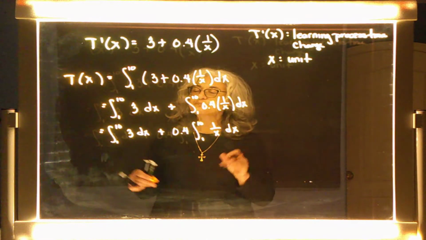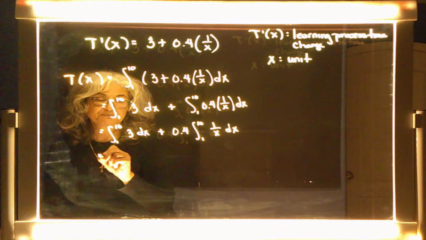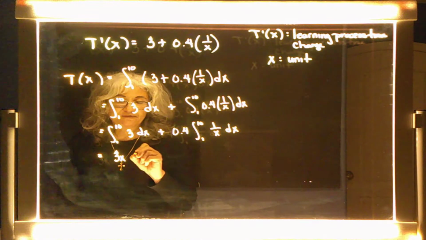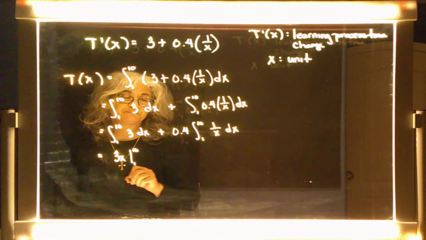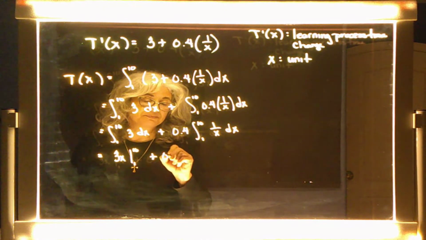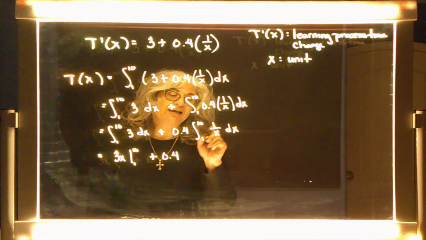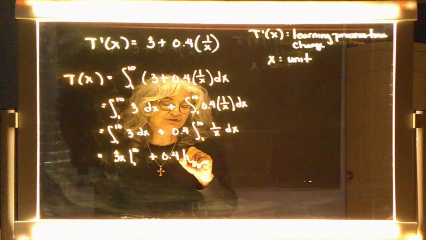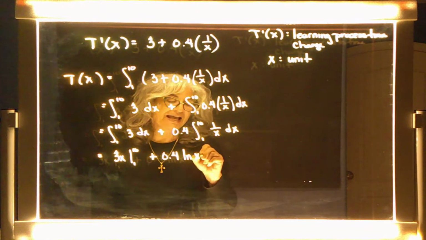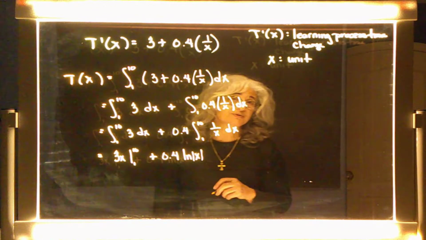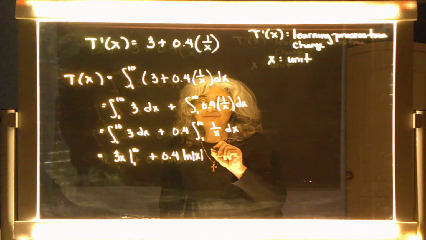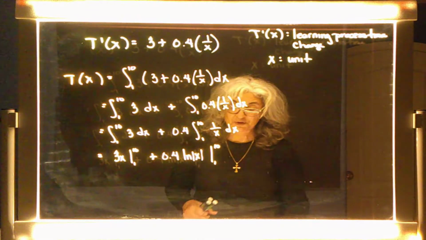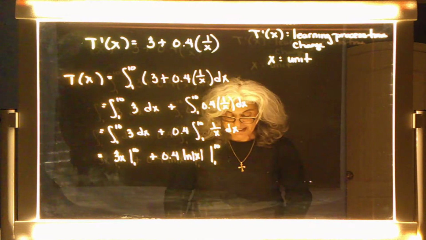All right? Okay. So on the first integral, we would just get 3x, correct? And we're evaluating it from 1 to 10. On the next one, we're going to get 0.4. What's the antiderivative of 1 over x? Yeah, that's the natural log of x, isn't it? And this is supposed to be in absolute values, that x. Agreed? And I'm evaluating this from 1 to 10. Cool? Okay.